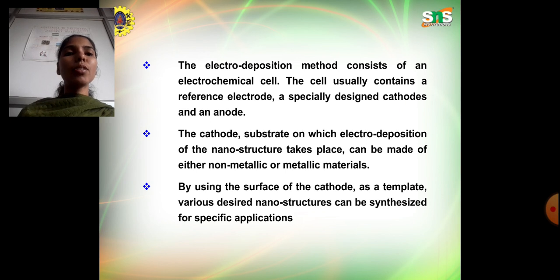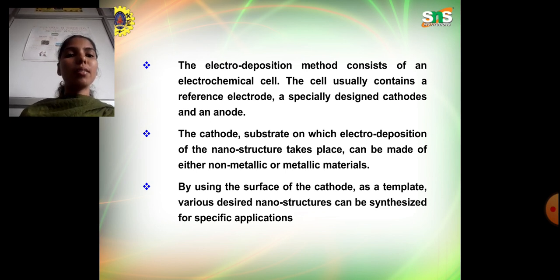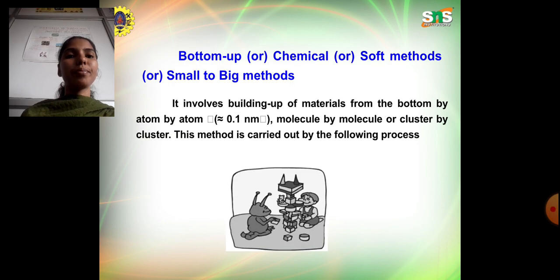The electro deposition method consists of an electrochemical cell. The cell usually contains a reference electrode, especially designed cathodes and an anode. The cathode substrate on which electro deposition of the nanostructures takes place can be made of either non-metallic or metallic materials. By using the surface of the cathode as a template, various desired nanostructures can be synthesized for specific applications.